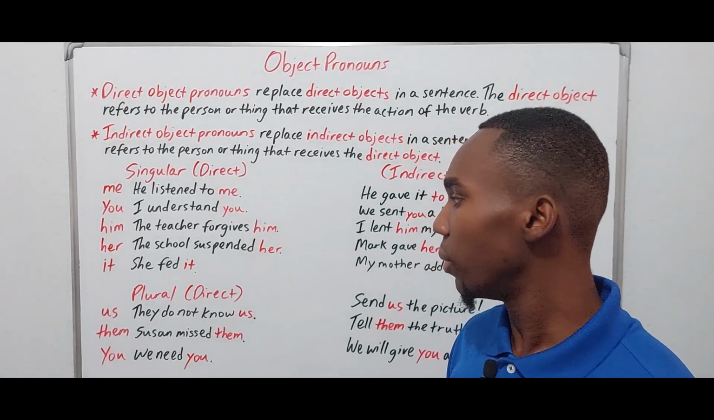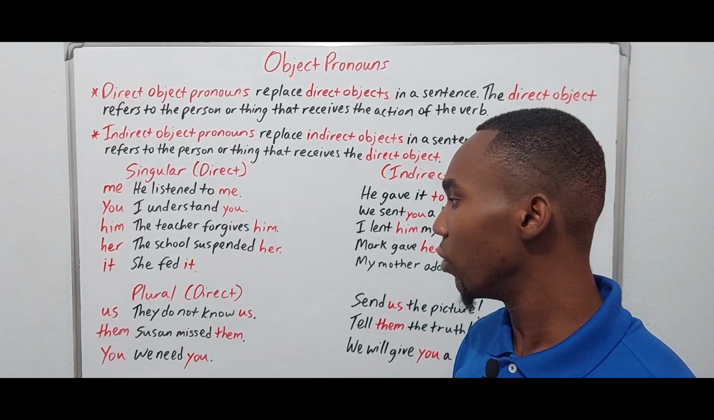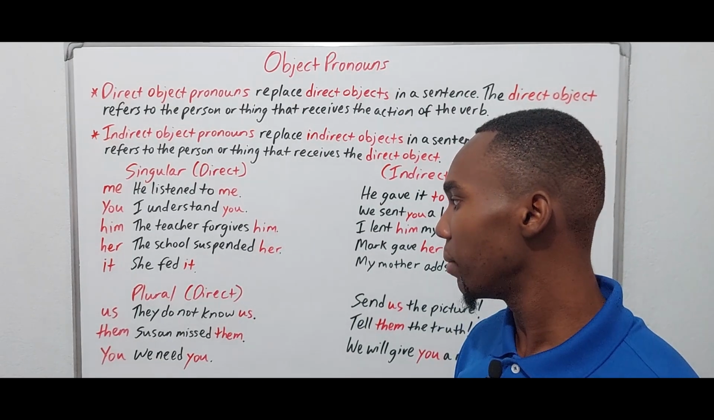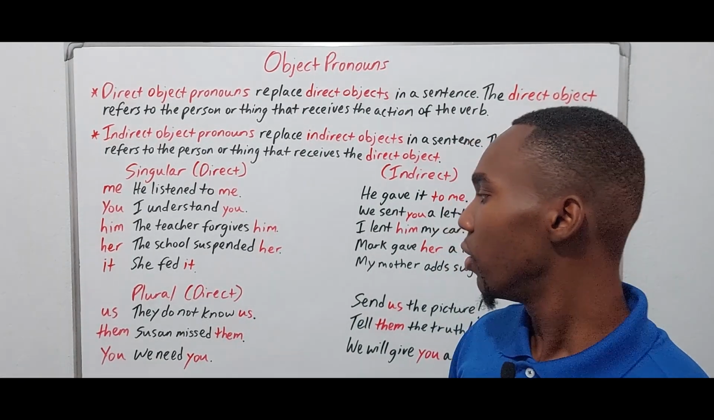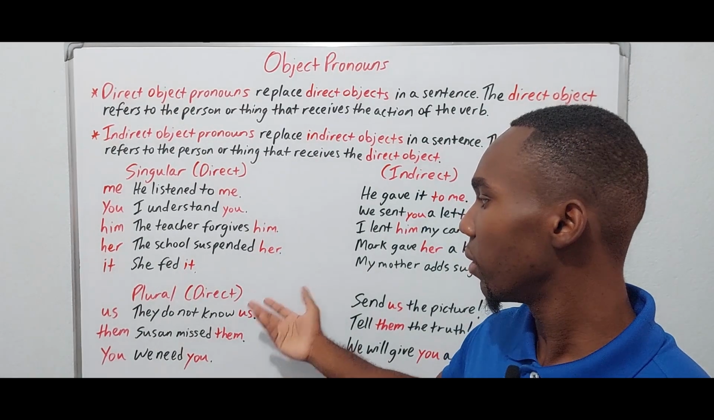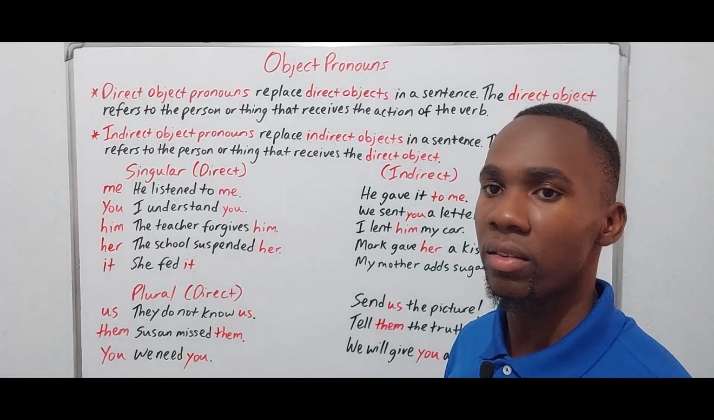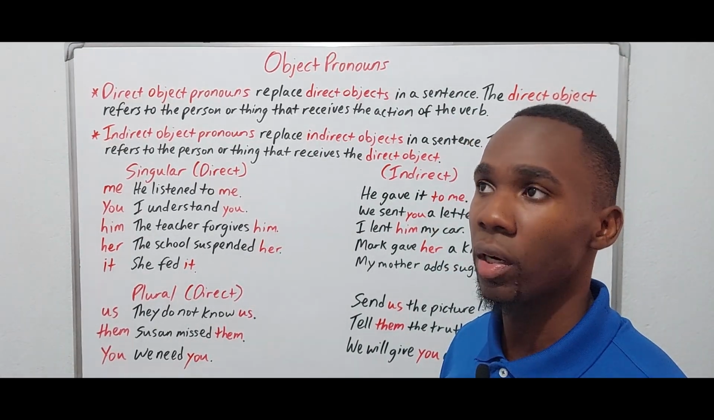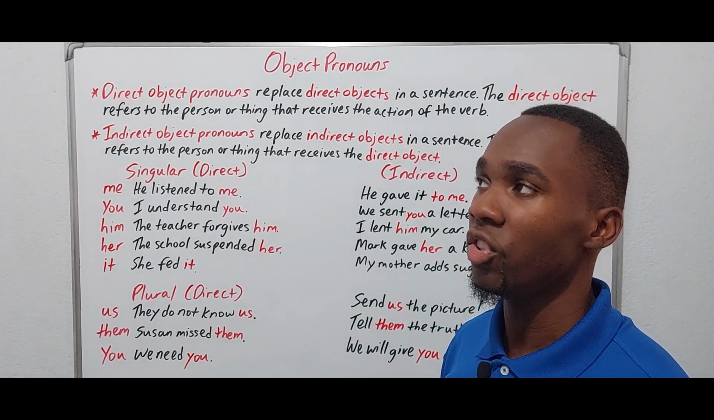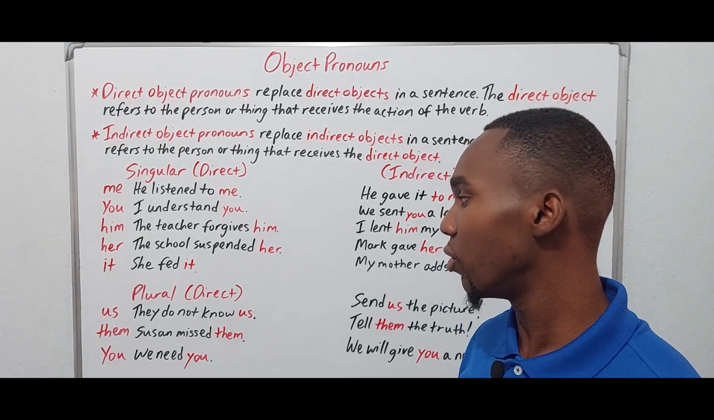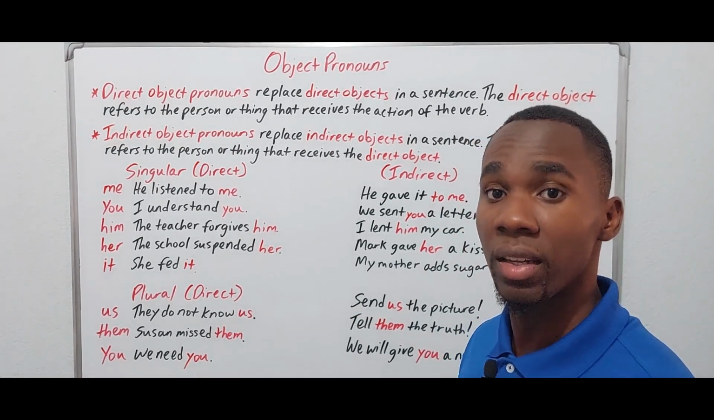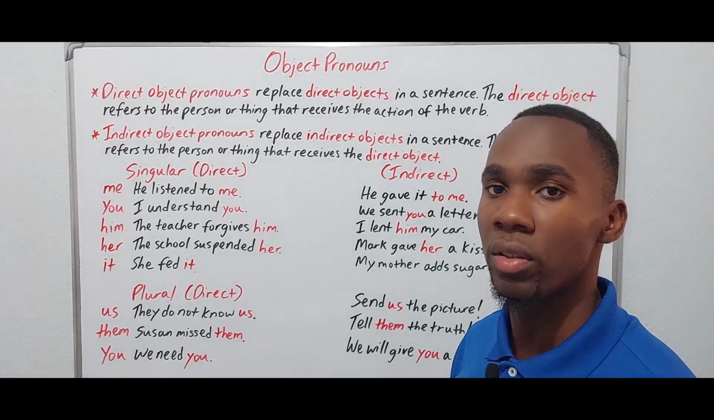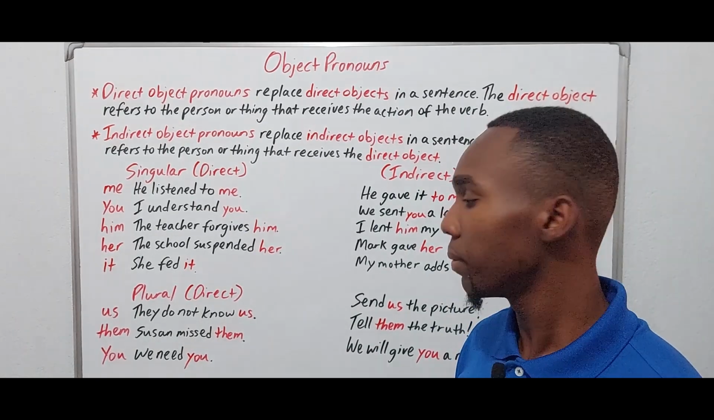And in plural, we have us, them, and you. They do not know us. Susan missed them, and we need you. So, okay, us could have replaced my family, for example. Them could have replaced Jill and George. Instead of saying Susan missed Jill and George, we could say Susan missed them. And yes, and you would be obviously plural for you all, right?